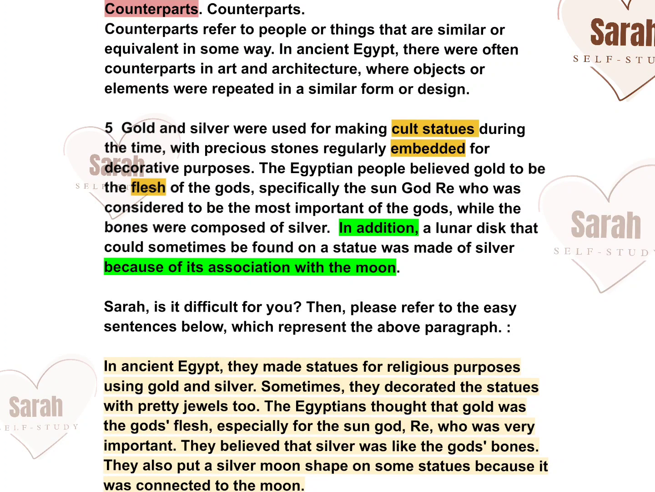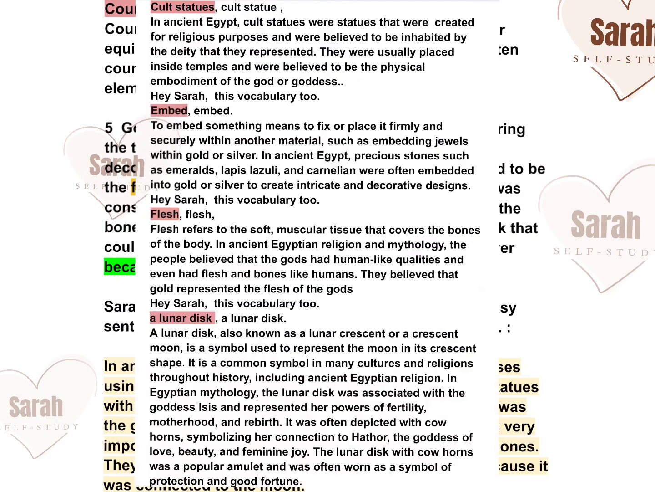Then, please refer to the easy sentences below, which represent the above paragraph. In ancient Egypt, they made statues for religious purposes using gold and silver. Sometimes, they decorated the statues with pretty jewels too. The Egyptians thought that gold was the god's flesh, especially for the sun god, Re, who was very important. They believed that silver was like the god's bones. They also put a silver moon shape on some statues because it was connected to the moon.